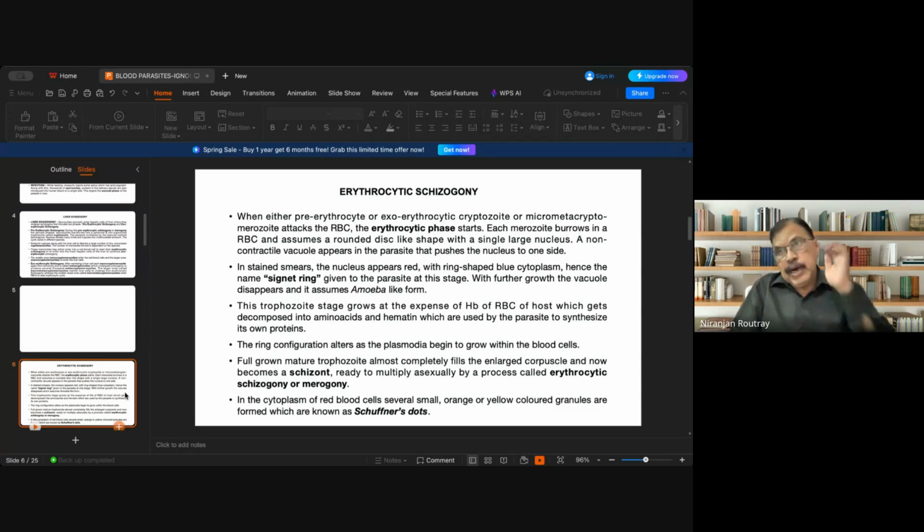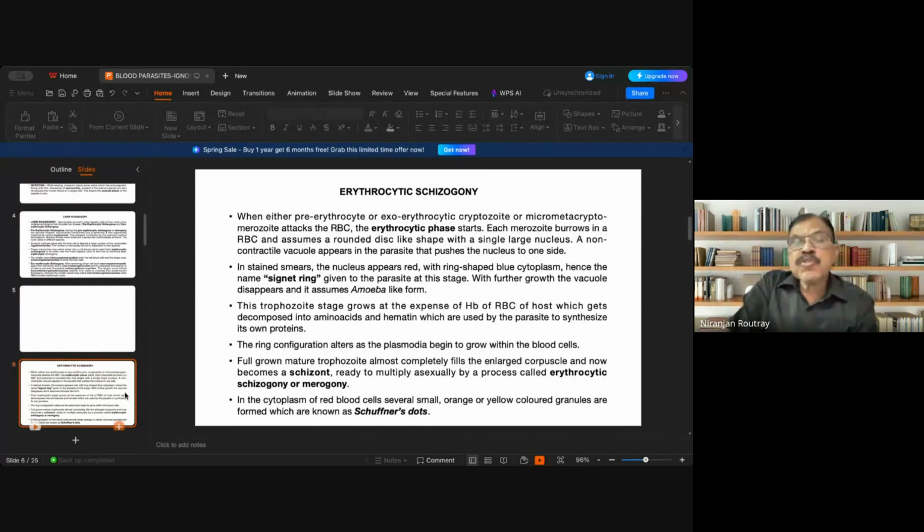It is the most identifiable stage for the identification of the parasite in the blood film or the blood smear. This trophozoite, after entering, grows and expands. It feeds on the hemoglobin of the RBC of the host, and this hemoglobin gets decomposed into protein, or simply amino acids, and hematin. These components of the hemoglobin are used by the parasite to synthesize its own protein.